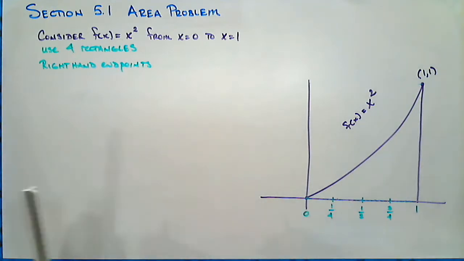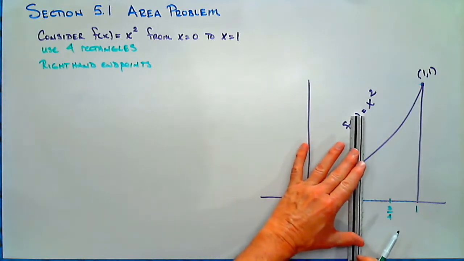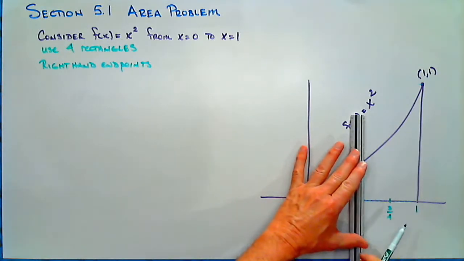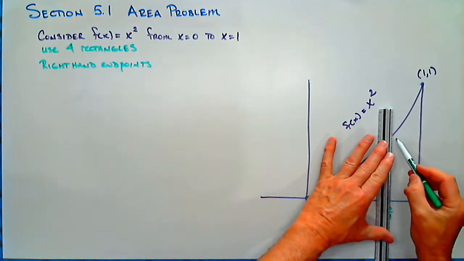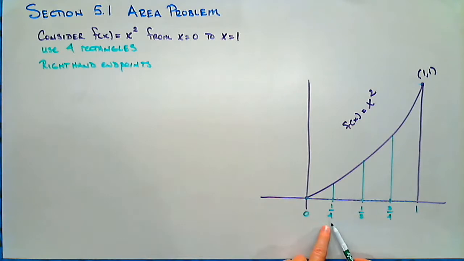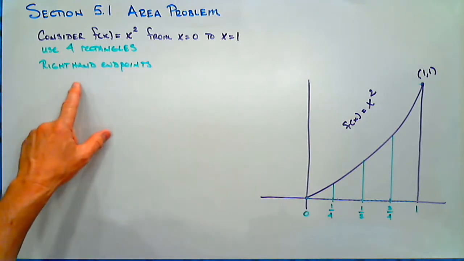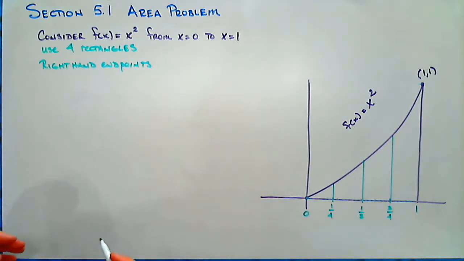Right now, you and I, we have subdivided this into 4 sub-intervals. We have this one, we have this one, and we have this one. So our intervals go from 0 to 1/4, 1/4 to 1/2, 1/2 to 3/4, 3/4 to 1. Those are our sub-intervals. And then the question becomes, how am I going to determine the height? What am I going to use? Am I going to use right-hand endpoints, or am I going to use what we're going to refer to as left-hand endpoints?